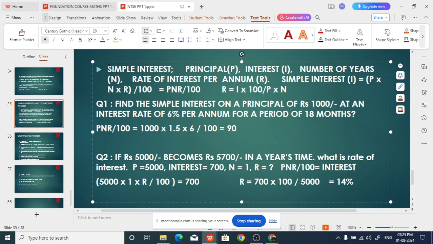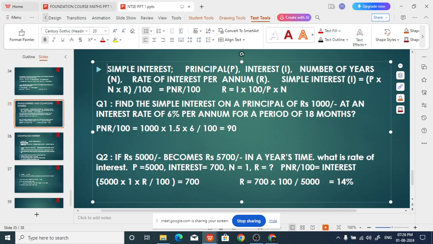You have to convert 18 months into years. 18 months is equal to how many years? One and a half years. So you have to put 1.5 years. PNR by 100, 1000 into 1.5 into 6 divided by 100. How much are you getting? 90. Many of our children will, instead of 1.5, put 18 and calculate. Then you get interest much more than the principal. Can interest be more than the principal? No, sir. You should use a little bit of common sense also.